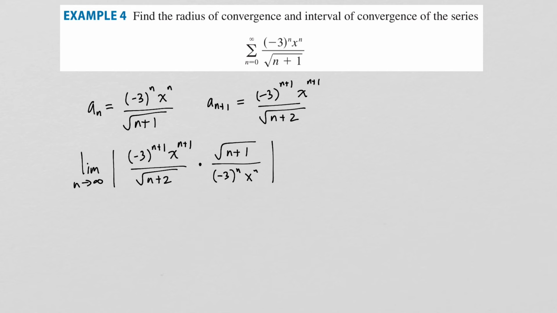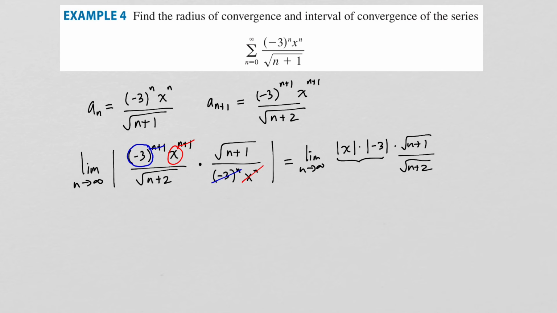Remember that you can cancel x to the n and x to the n plus 1. We're just going to have an x left over there. For the same reason, we can cancel -3 to the n and -3 to the n plus 1, and we will just have -3 left over. And so what I have so far is the limit as n goes to infinity. I have the absolute value of x times the absolute value of -3 times the square root of n plus 1 over the square root of n plus 2.